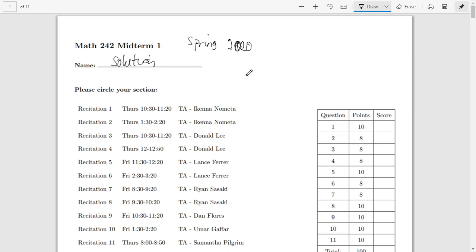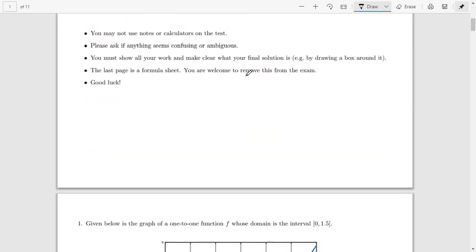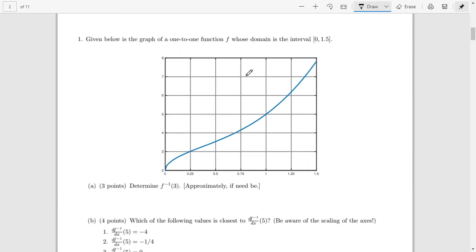So we'll be looking at the questions and seeing how we can solve the problems in here. It's just to remind you of the things you've done and how you can approach the problems when you see them in an exam. The number one question has this. We are given this function as a graph, and the first question asks us to find the f inverse of 3, or the approximate value of that if needed.